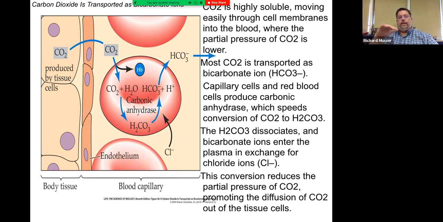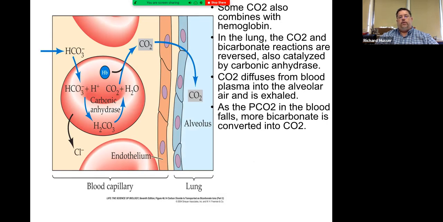So they can go to making bicarbonate, and then they can be reversed to make carbon dioxide and water again. And so when it reaches the lungs, the carbonic anhydrase will convert the bicarbonate back into CO2, and then that will diffuse into the alveoli, or the alveolus. And then you'll breathe out that CO2.